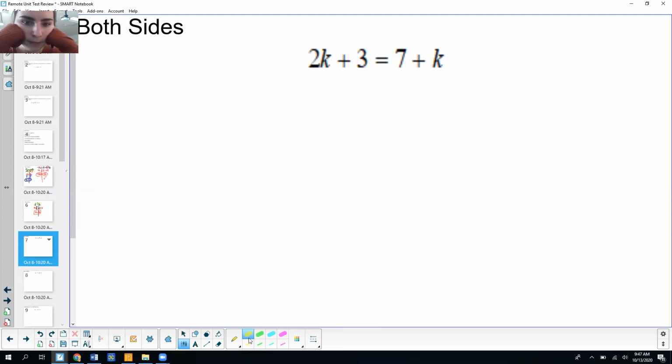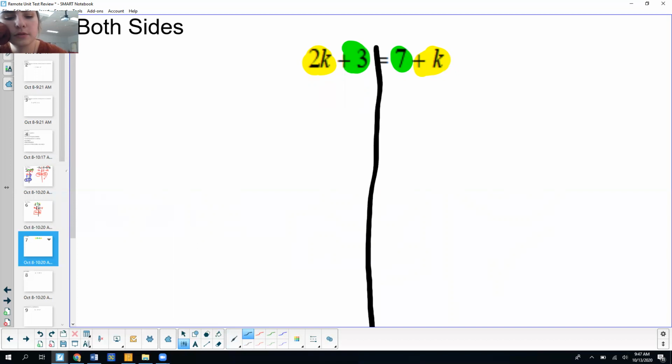So we've got 2k plus 3 equals 7 plus k. I'm going to go ahead and highlight both of my variable terms. I'm going to highlight both of my constant terms. And I'm going to go ahead and draw my line down the middle. Remember, we draw that line down the equal sign so that we remember to do everything to one side, we've got to do to the other side.